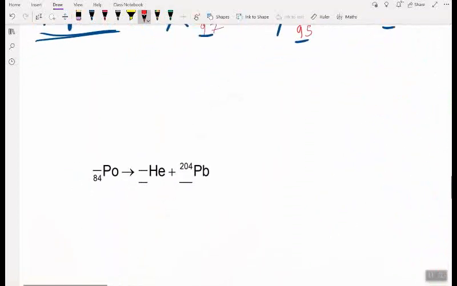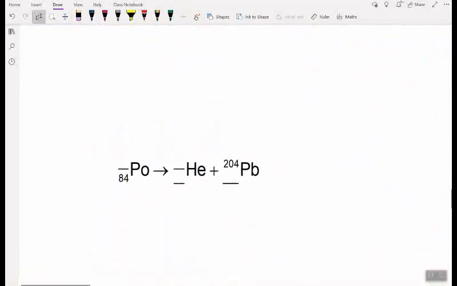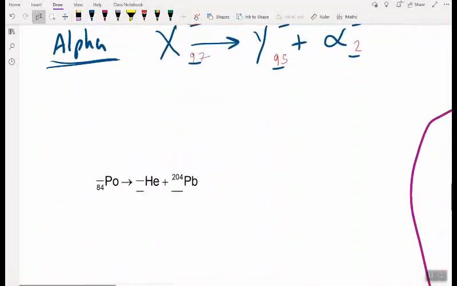Now you guys try this one. So we've got Po, polonium, going into He, and remember that He is another way of saying alpha because it's a helium nucleus. What would the atomic number be for lead? Okay, so stop the video and have a go at that one.